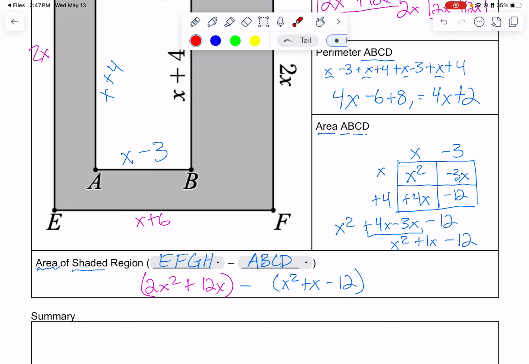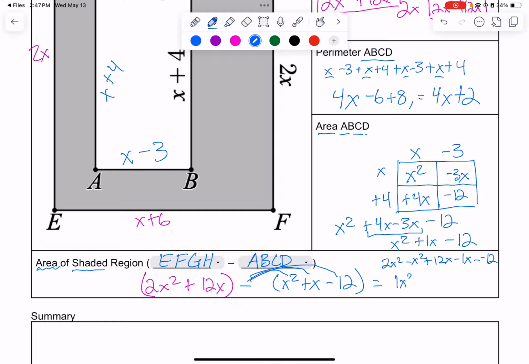Okay, notice something here. This subtraction is subtracting every one of these terms in the ABCD group. So when I do that, it's like distributing that subtraction. So I'm going to have 2x squared minus x squared. I'm going to have 12x minus 1x. And then I'll have minus 12. So this will give me 1x squared plus 11x plus 12.